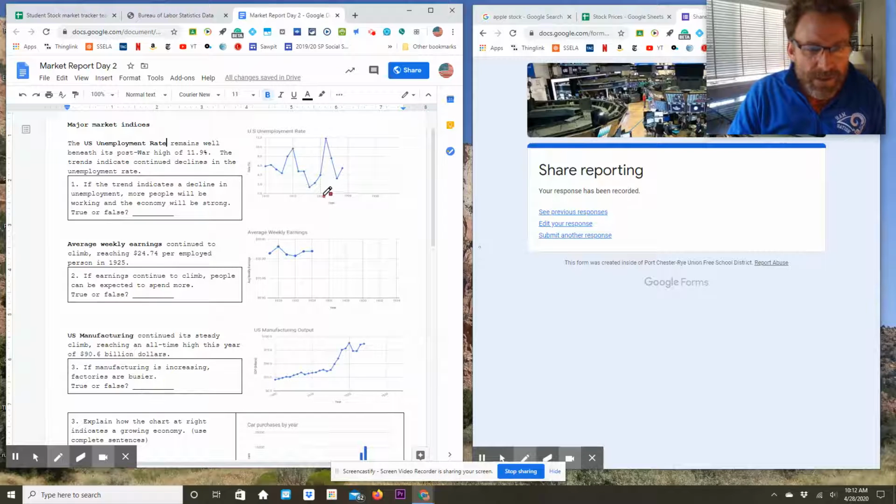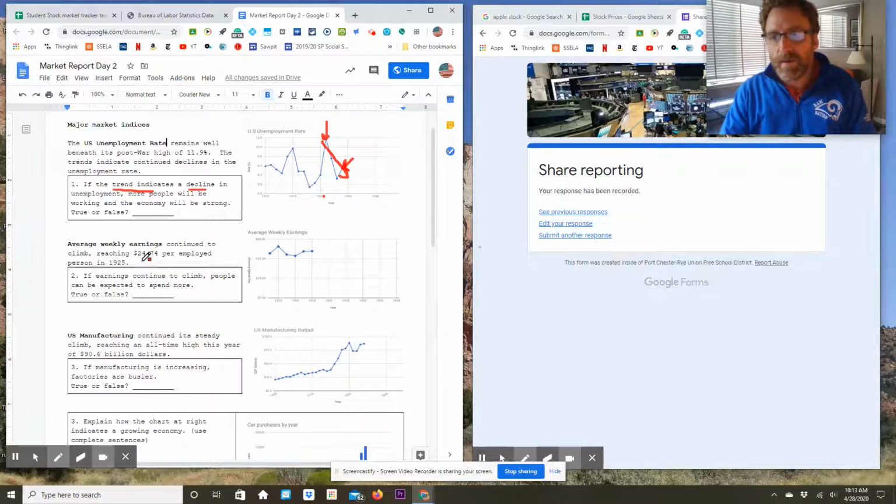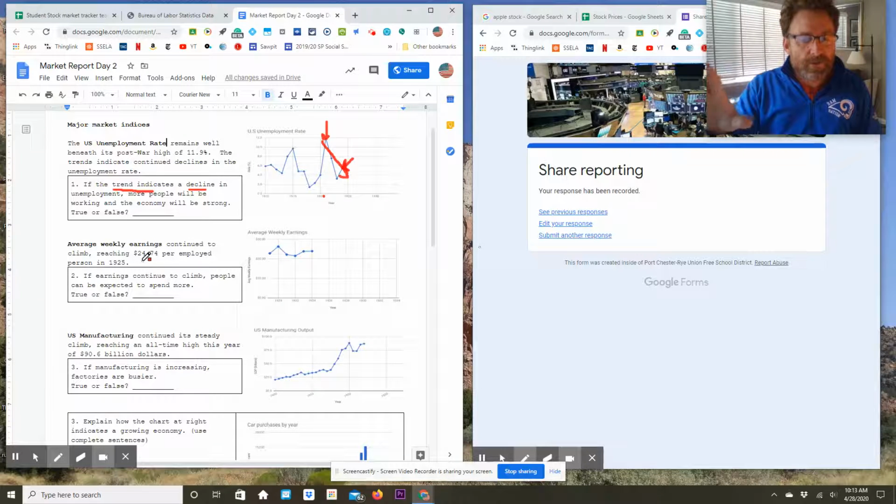Here we see in 1920, and it spiked up in 1921, but now we're in 1924. That's day 2 is 1924, and it looks like unemployment is coming down. All right, it's not perfect, but it looks like it's coming down. The question is, if the trend indicates a decline in unemployment, more people will be working and the economy will be strong. You answer true or false. Low unemployment is good for the economy. Low unemployment means people aren't working. All right, true or false.